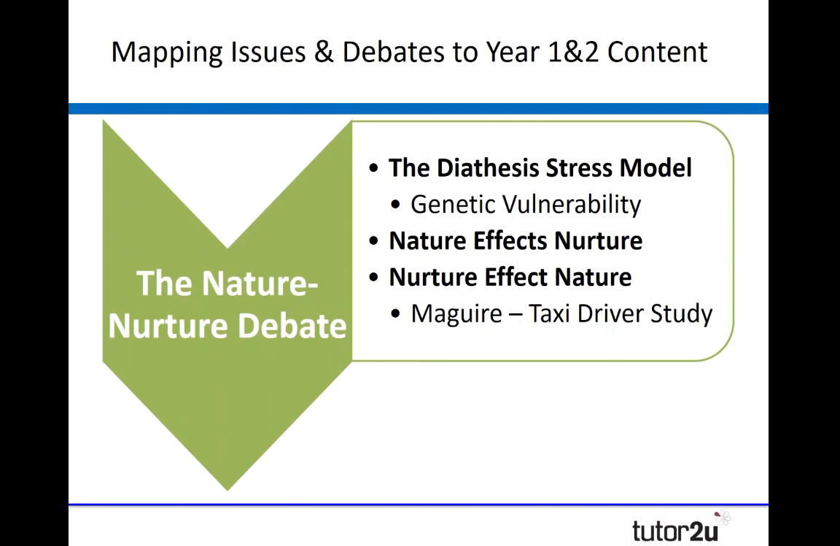Likewise, the nature-nurture debate is a really famous debate that students seem to like and enjoy. Knowing what the diathesis stress model is and genetic vulnerability, and where different parts of the debate appear throughout the course. To give you one example, the fact that nurture affects nature appears in the new biopsych content and the Maguire taxi driver study. So knowing how to map them out and using that little activity will get them really used to these key terms.